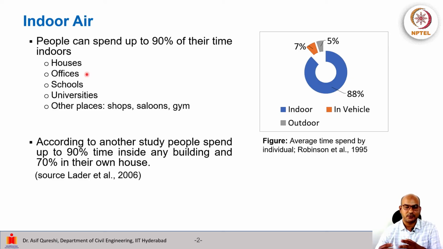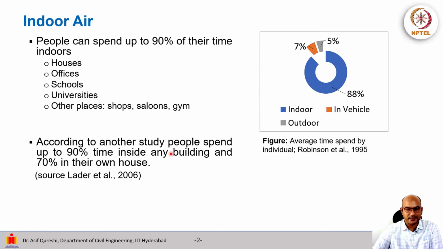Same for offices, you can have a big wide open office space or a small cabin. Schools, you may have lecture halls, classrooms, bathrooms, cafeterias, which are different indoor environments with a different indoor setting. Same goes for universities. And then shops, depends on which kind of shops, saloons and gyms, which will have different characteristics in terms of emissions and the type of air there is. So we spend 90% of time indoors and in a wide variety of environments.